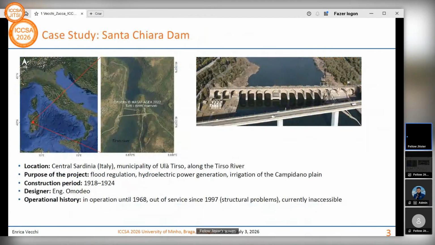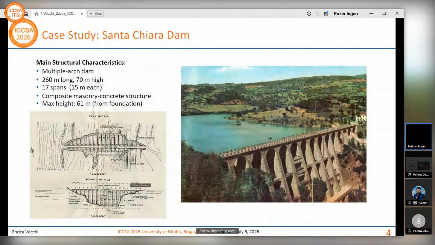Our case study is the Santa Chiara Dam, which is located in central Sardinia, Italy, in the municipality of Ula Tirso, along the Tirso River, as you can see in the left image. This dam was designed by engineer Omodeo with the purpose of flood regulation, hydroelectric power generation, and also for the irrigation of the Campidano plain. It was constructed between 1918 and 1924 and was in operation until 1998, but after finding some structural issues, it was decommissioned in 1997. Some of the main structural characteristics of this dam, retrieved from historical documents, are that it is a multiple arch dam, 260 meters long and 70 meters high, made of a composite of masonry and concrete.